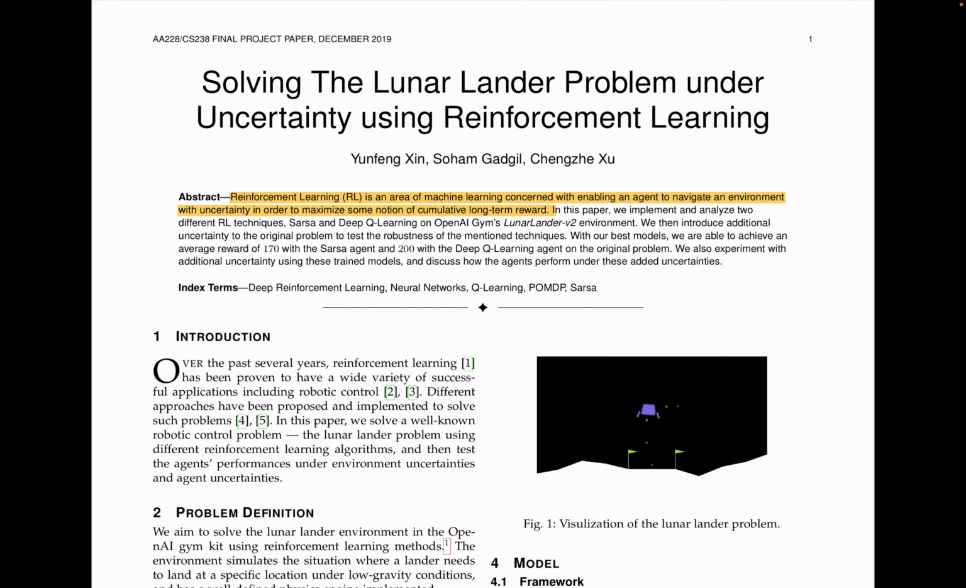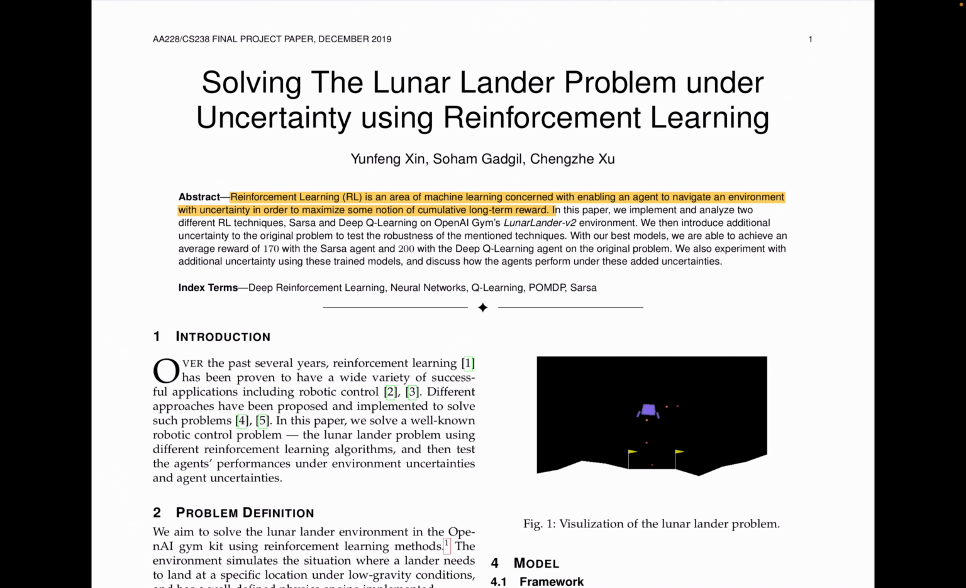After this, in the paper, we'll analyze two different RL techniques. One algorithm is called SARSA. SARSA's full form is state, action, reward, state. And then deep Q learning is another, which makes use of a deep neural network. And these are the two algorithms that this paper will explore.